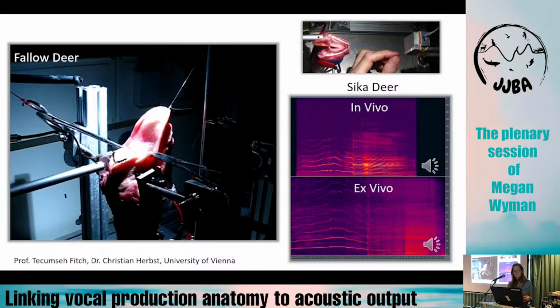here is a Sika deer call from a deer itself, coming from a live deer.